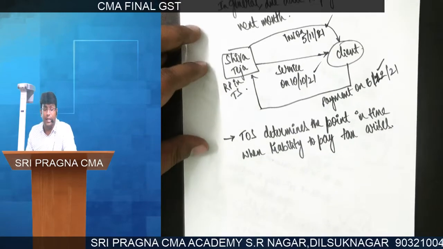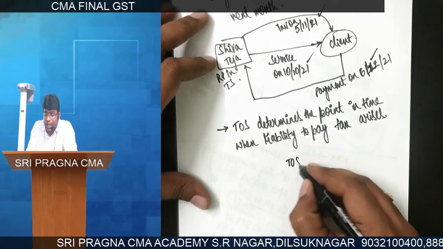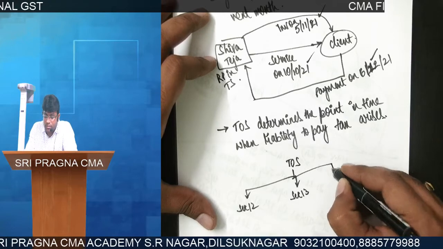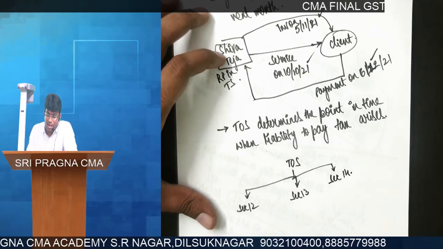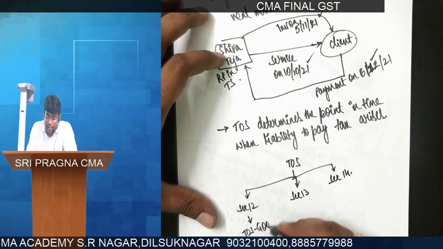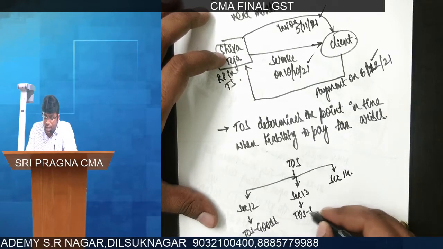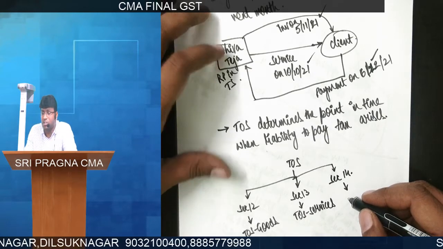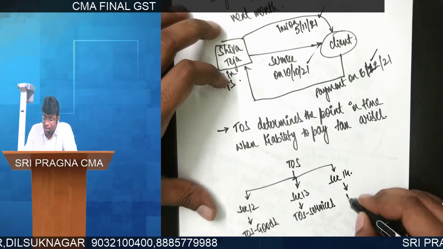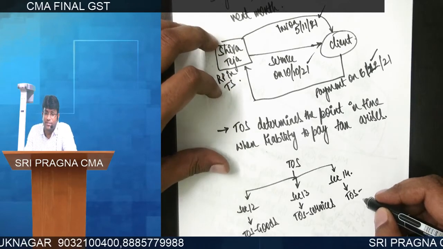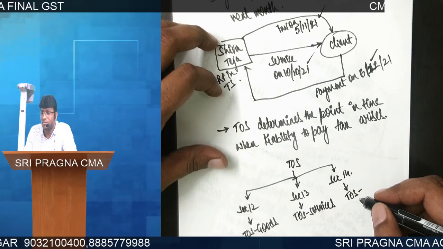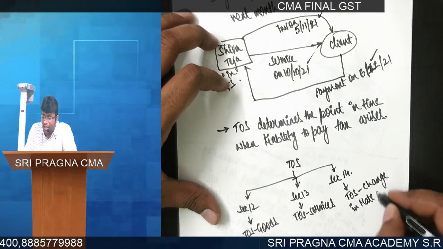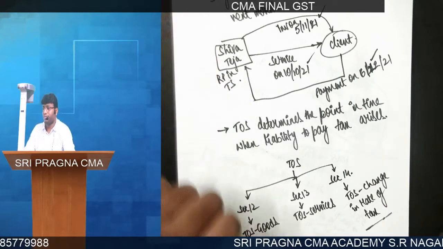Clear, friends? And let me tell you, my dear friends, this topic of time of supply is dealt by section 12. Section 12 is time of supply in case of goods. 13 is time of supply in case of services. 14 is time of supply in case of change in rate of tax.